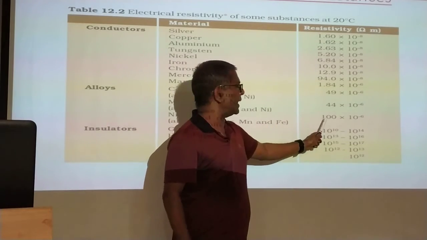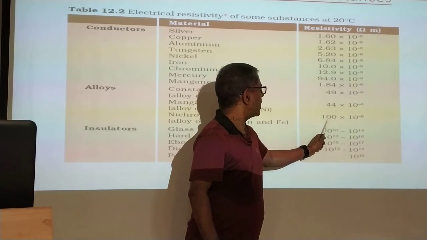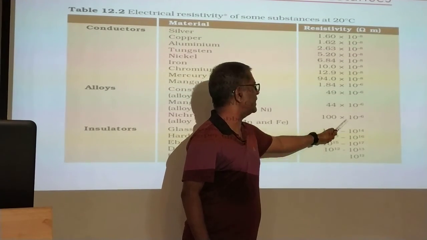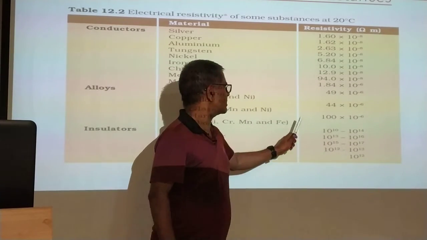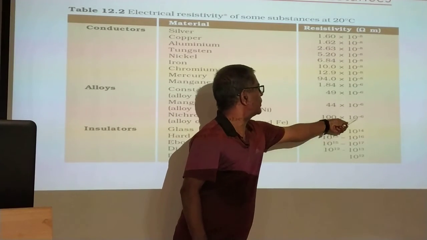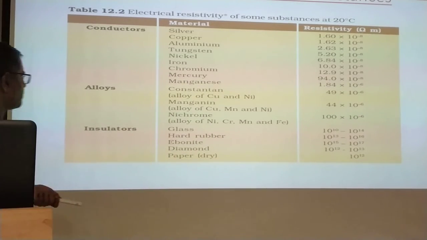But there is an error in your NCERT textbook. It is not 100 into 10 to the power minus 6. It is 1.00 into 10 to the power minus 6. So make the correction because actual resistivity is 1.00 into 10 to the power minus 6. So the decimal point is missing in your textbook.